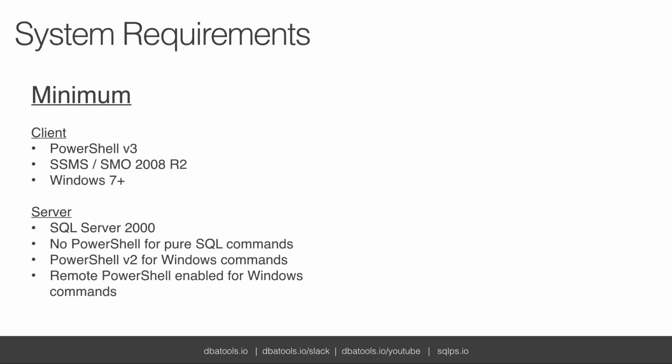Awesome. So one of the big questions is, am I sure this is going to work on my system? And how do I need to install DBA Tools to make it work for my environment? So important things in system requirements land are the minimum requirements. These are not recommended. These are what you have to have. And that really looks like PowerShell version 3, SSMS or SMO 2008 or 2, because SSMS will install SMO.